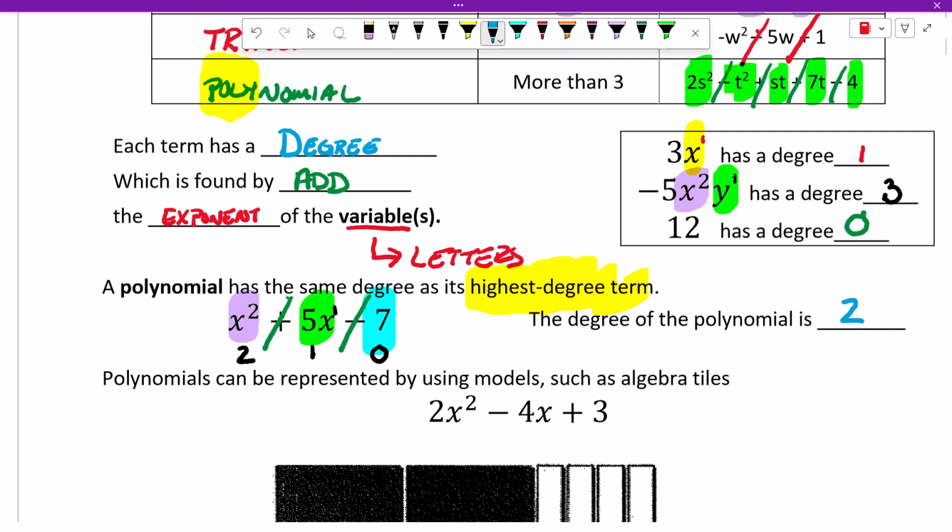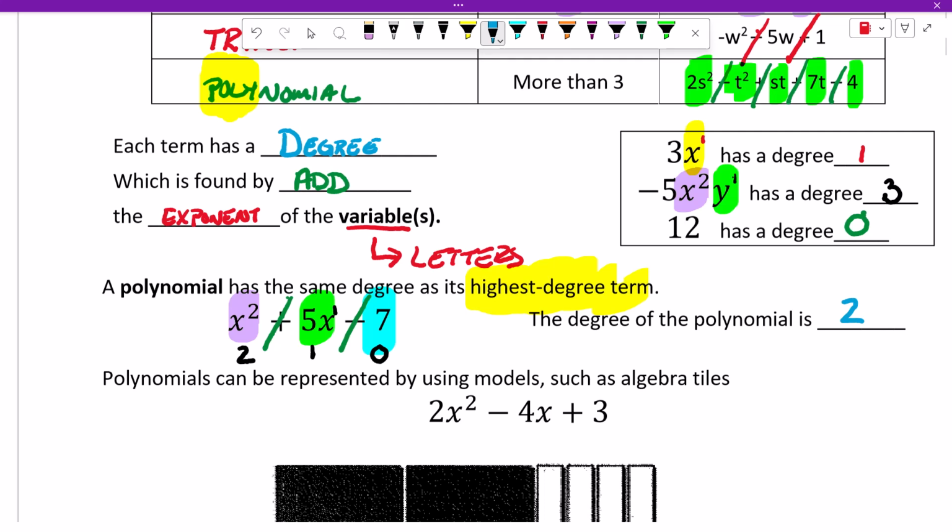The one with the highest degree has the more overall powerful characteristics. And that sort of dictates how the graph looks. So this graph, if I graphed it, would look sort of like a U shape, but maybe more split out because it has a degree 1 in there as well.